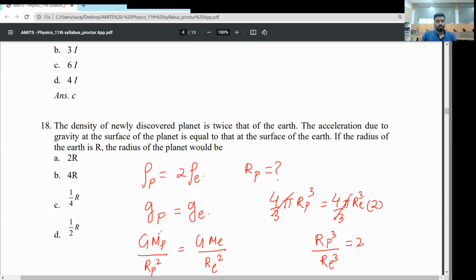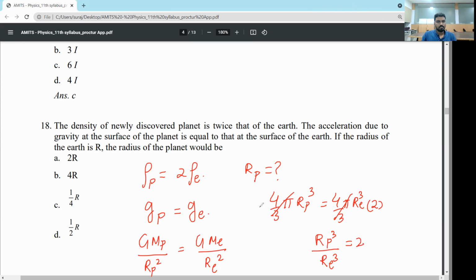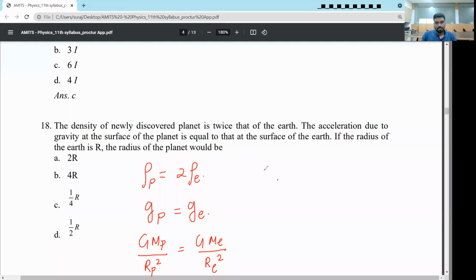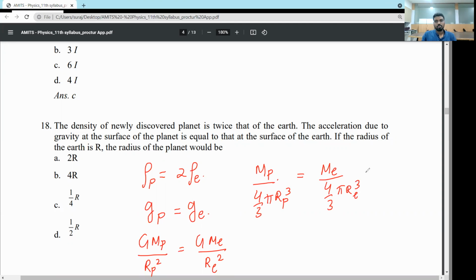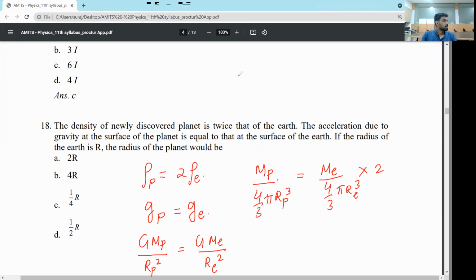Now mass is what? Mass is there. So density is mass by volume. Density is mass of the planet by volume, 4/3 pi radius of the planet whole cube, equal to mass of the earth by 4/3 pi radius of earth whole cube, into 2. Next, 4/3 by 4/3 cancel.